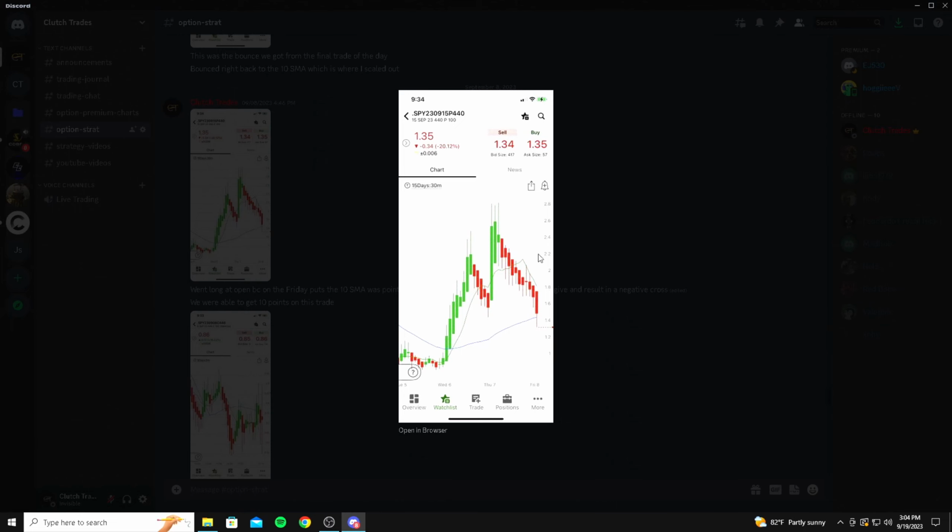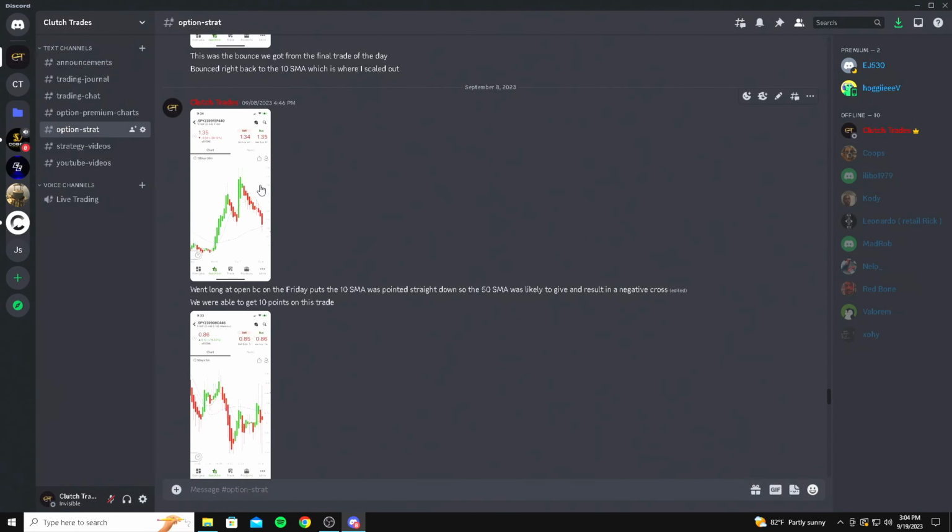All right, another example of the negative cross with the 10 SMA pointing straight down. So as you can see right here, that 10 SMA is literally going straight down. There is no curl to it whatsoever. So I would not buy at that 50 SMA right here. This thing is going to cross down. I could put my life on the line that that's going to happen.